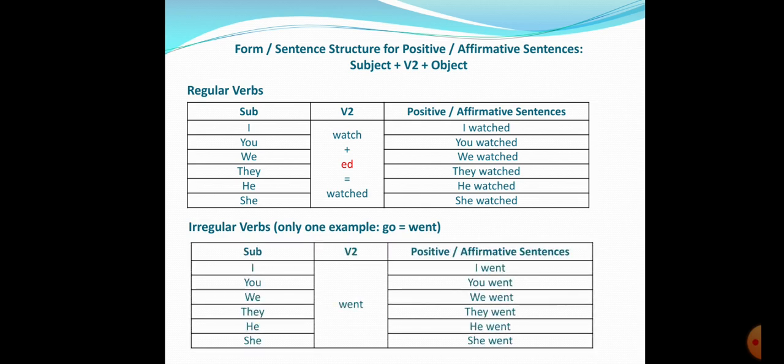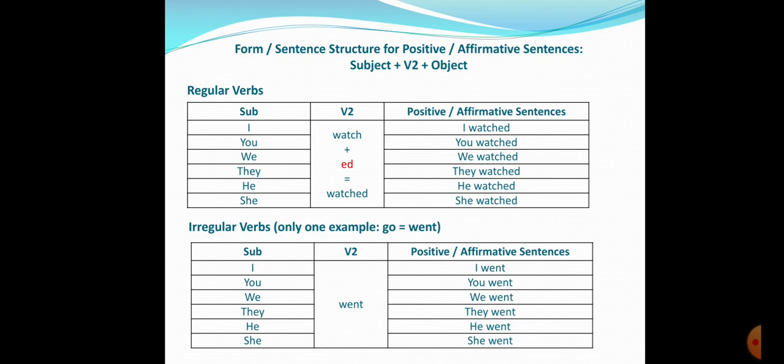Same way, if the subject is I, you, we, they, he, she, it, we use went with it. Okay. So you get I went, you went, we went, they went, he went, she went. Okay. Great, easy, right? This is very easy in fact. You don't have to remember different V2 forms or any kind of other forms for different kind of subjects. All are using the same thing.